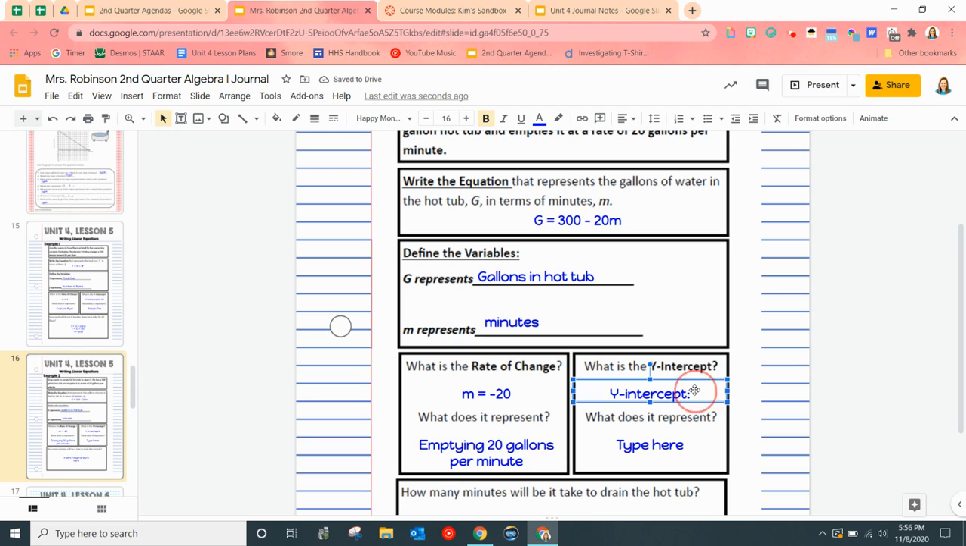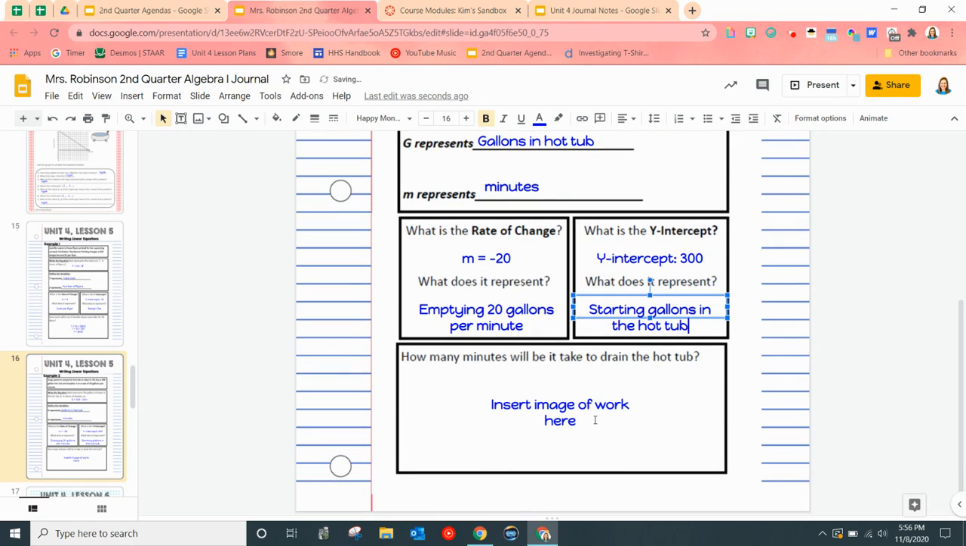So what's the y-intercept? What's the other piece? Well, that's this one. That's the 300. So what does it represent? The starting gallons, right, in the hot tub. Perfect.